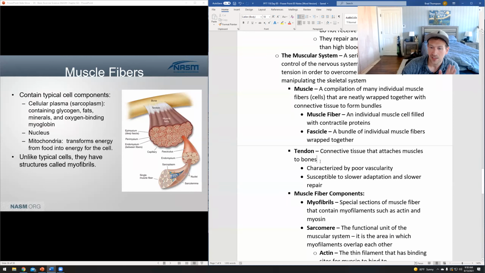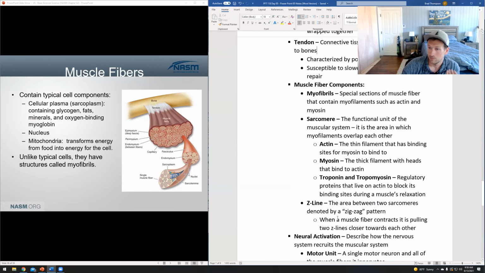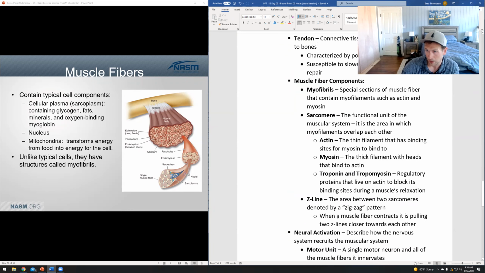Again, tendons attach muscles to bones. Ligaments attach bones to other bones, okay? Now, let's look at our muscle fibers. Let's look inside of a muscle cell. We looked inside of a neuron earlier. Well, let's look inside of a muscle cell. One of the other really big things that they love to test you on, they love to ask questions about this, is the microanatomy of what's going on inside of muscle cells, right?